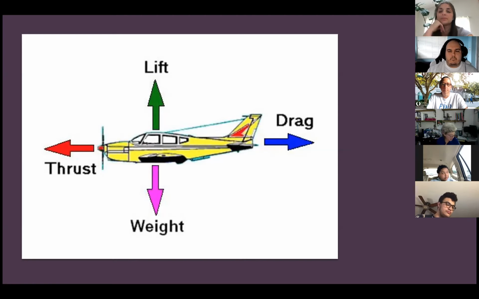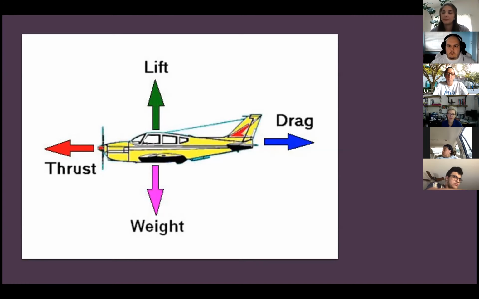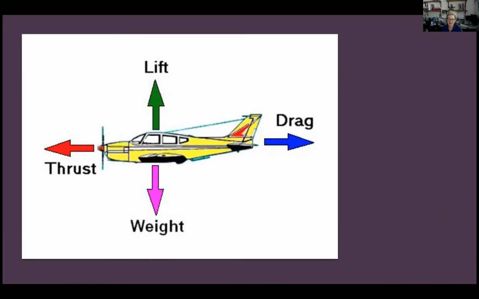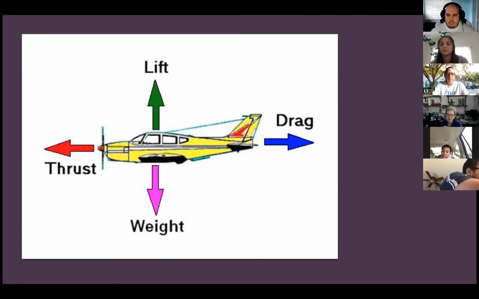So after you had a discussion with your students about how does a plane even get in the air, obviously you have to have a strong engine or a strong arm if you're throwing a paper airplane for thrust. But how do you overcome the weight of the plane? That's a very tricky thing.